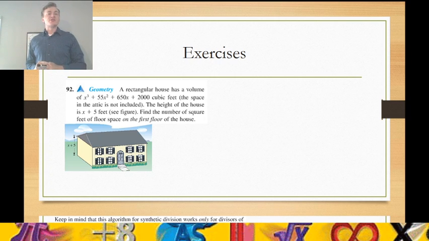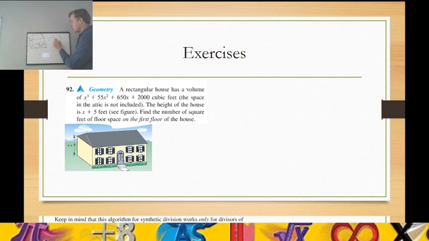The volume of a rectangular prism is the length of the house multiplied by the width of the house multiplied by the height of the house. They want to know what is the area on the first floor. Area is represented, and they're saying square feet. Square feet is area, which is length times width.